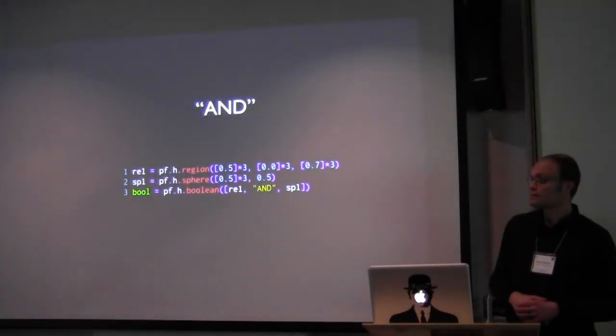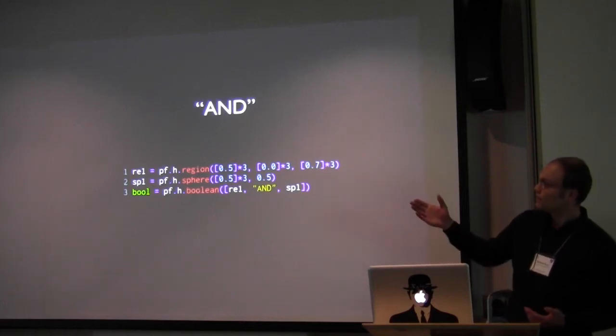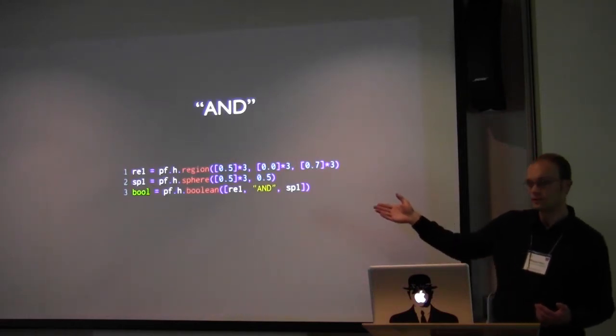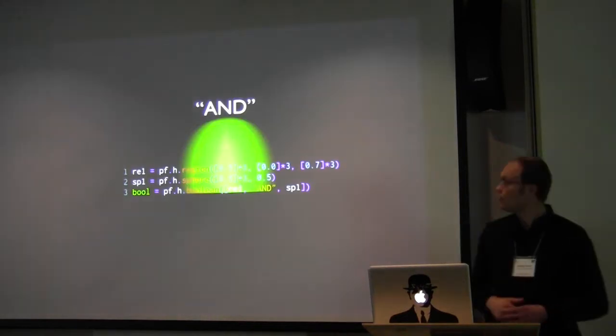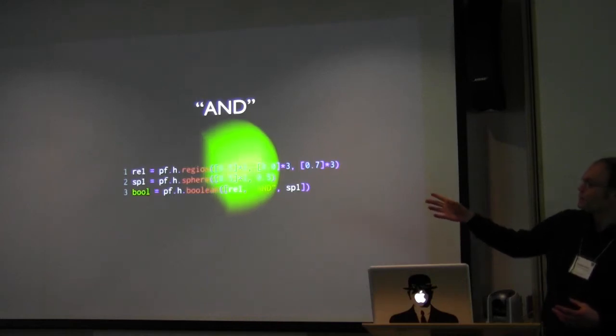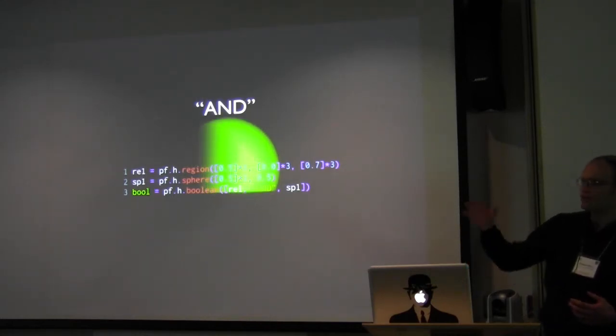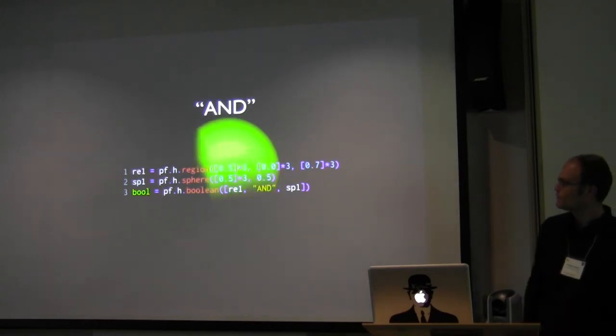The and command can be thought of as the overlap. So I have a region and a sphere, and the combined region will be where they overlap. So I have basically the corner of the region and then part of the sphere, and so I have this sort of four-sided shape.